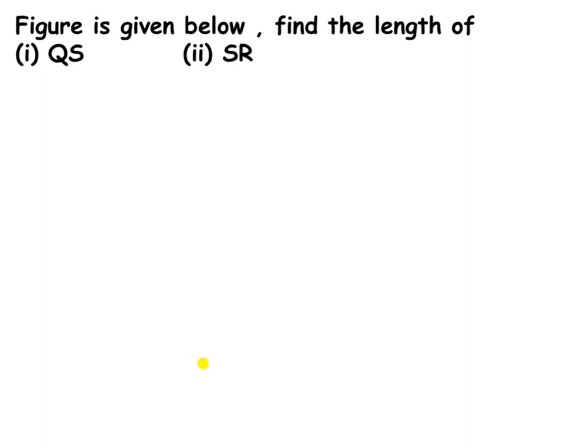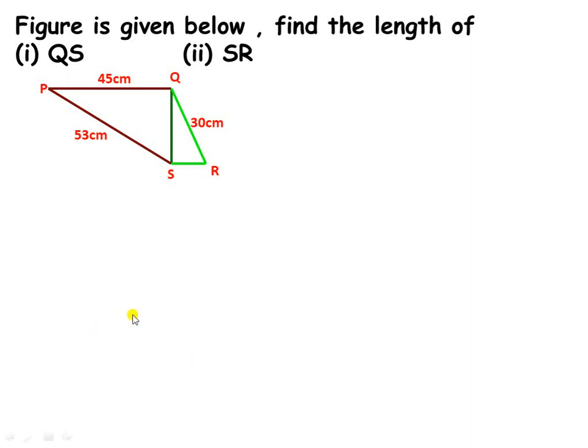Let's do one more example with the combination of two triangles. And the figure is given below. Find the length of QS and SR. So as shown in the figure, there are two triangles. First triangle is PQS and the second triangle is QSR. We have to find the values of QS and SR, these are the unknowns.